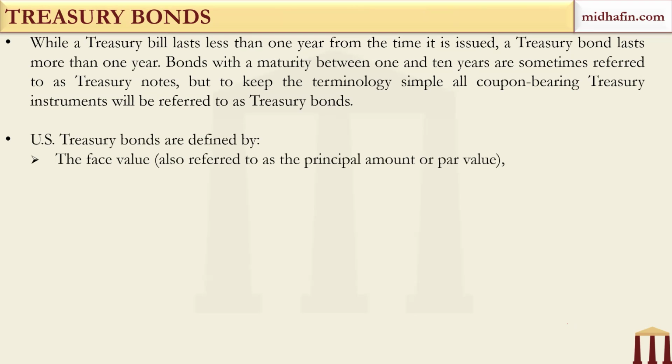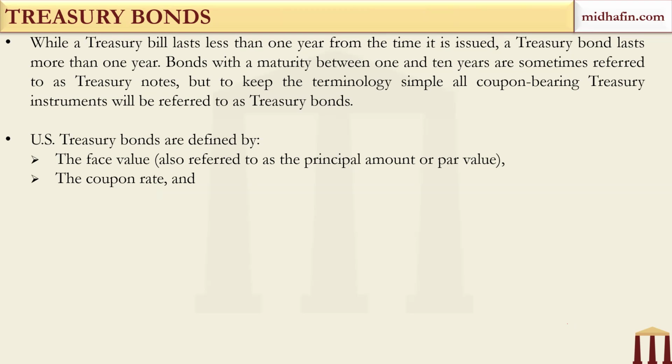Now, if we talk about the defining features, what defines treasury bonds? There are three features. First is the face value, that is the principal amount or par value. Usually, for bonds in the US market, it's $100. Then the coupon rate, the interest that will be paid at regular intervals, which is calculated from the face value of the bond. So coupon rate can be 6% paid semi-annually.